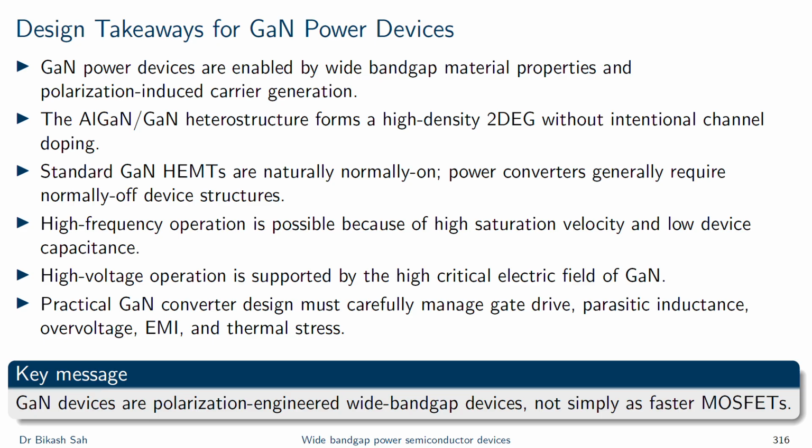I would like you to remember this key message: GaN is a polarization engineered device. If you treat it like a silicon MOSFET with lower capacitance, it will be a huge mistake, I would say a huge design mistake. So if you understand the 2DEG, the field distribution, threshold control, and reverse conduction, technically you should be able to exploit GaN very properly, and this is what exactly we are going to do in the next slides.